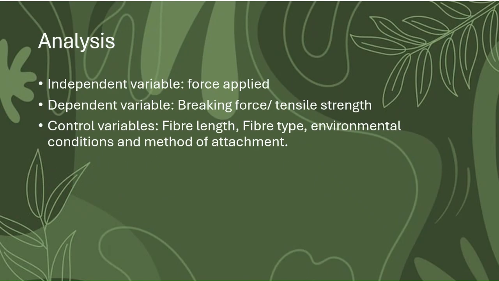To look at the actual analysis of the practical, the steps involved are pretty simple and easy to follow. The independent variable is the force applied. The dependent variable can be the breaking force or the tensile strength. And the control variables that you need to consider are the fiber length, the fiber type, the environmental conditions, and the method of attachment.